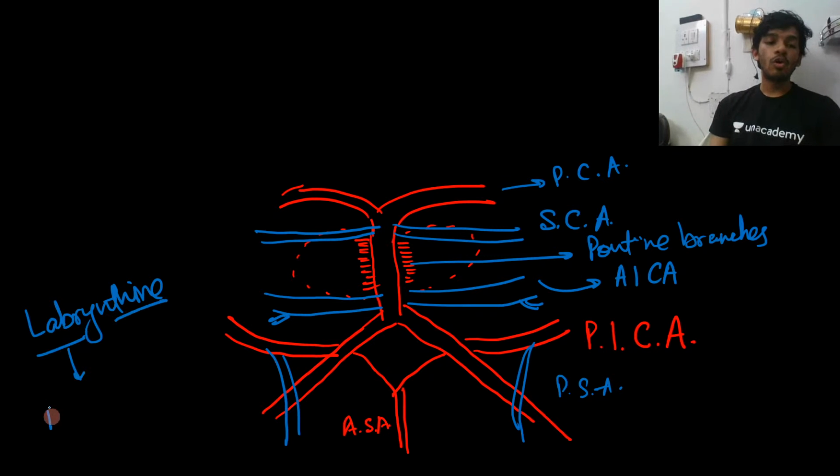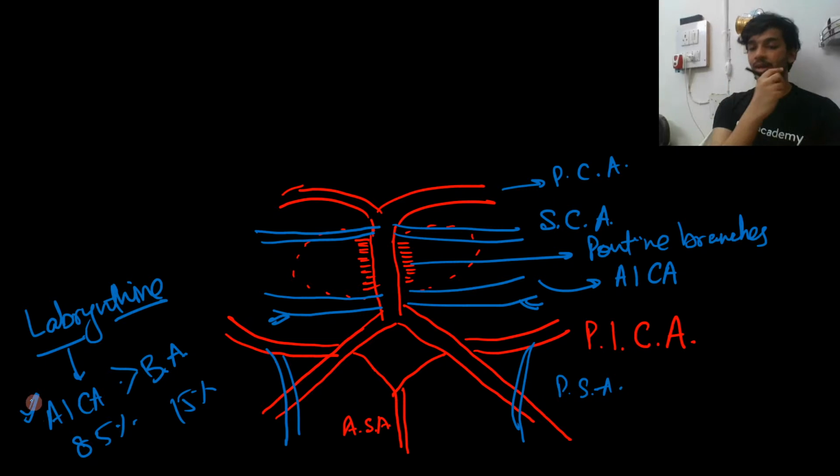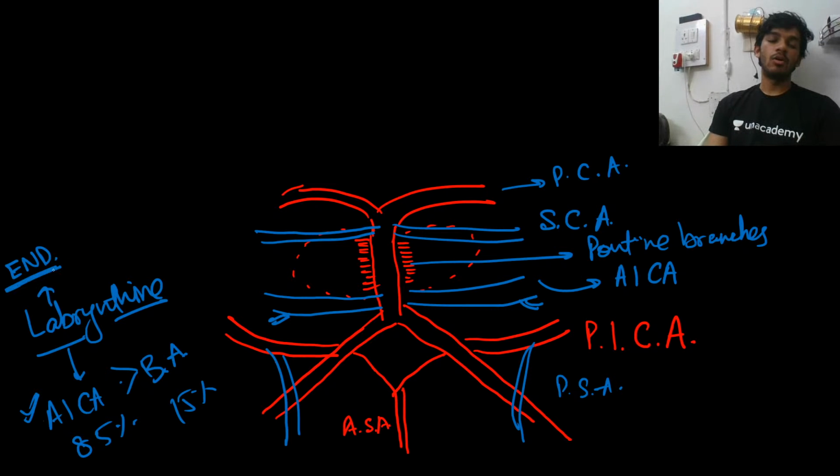Labyrinthine artery is more commonly a branch of the anterior inferior cerebellar artery. 85% of the times, 15% of the times it is a direct branch of the basilar artery. That is the option that you have to choose in the question that I had given you. And what is important is that labyrinthine artery is an end artery. All right.